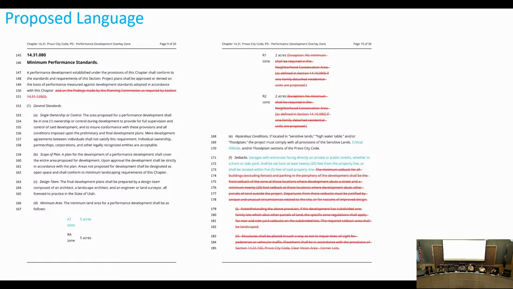And then I assume everywhere that it lists planning commission in the PD, that's fine because you do want the planning commission to review those, right? It's just the subdivisions that you don't. Exactly.